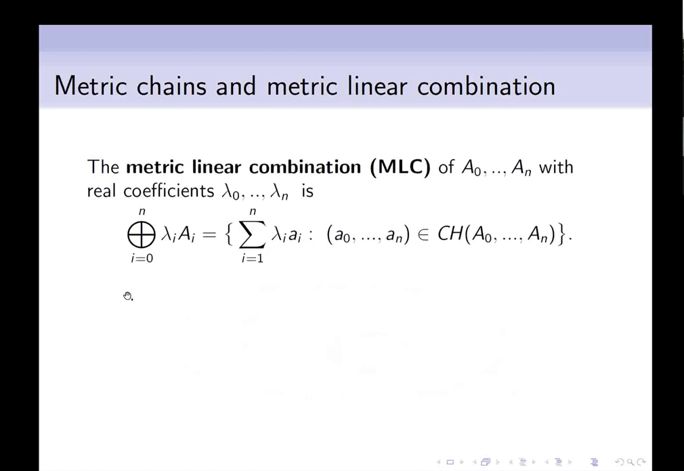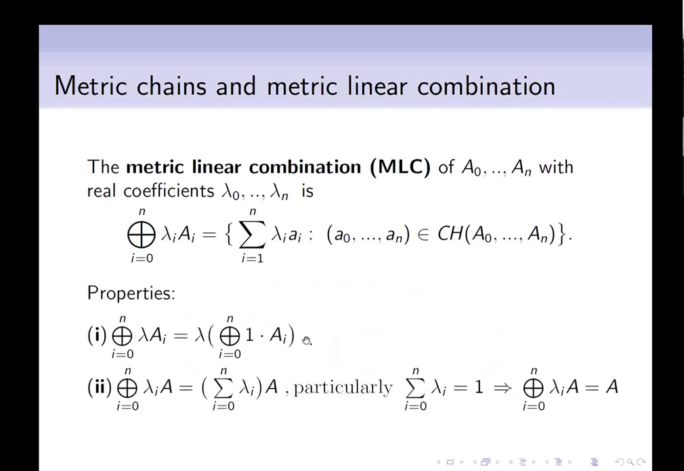Okay. So using this notion, we define a new set operation, which is called the metric linear combination of sets. This is how we denote it. This is its sign, and here is its definition. These are the linear combinations of elements only from the collection of metric chains. Only for these elements do we construct these metric linear combinations. So, some properties.